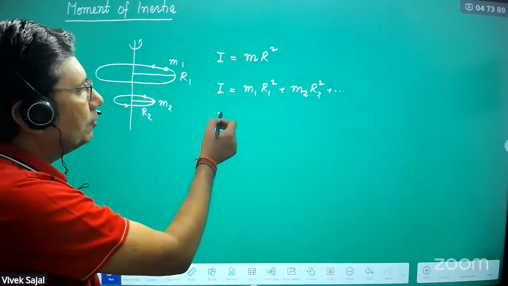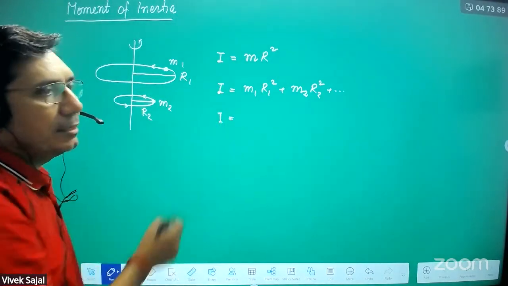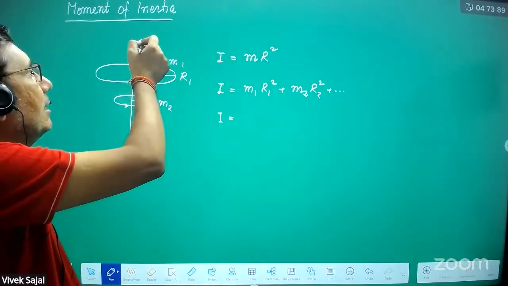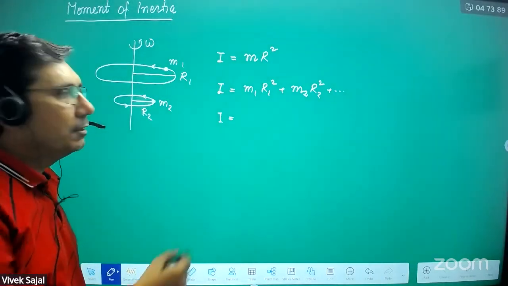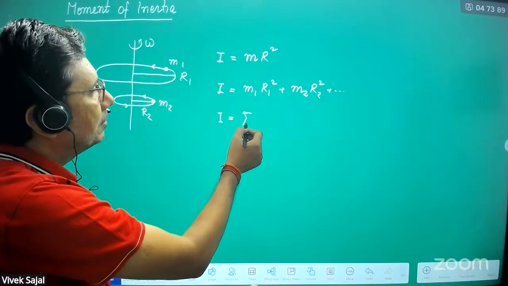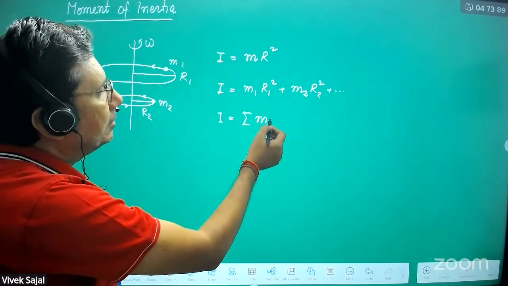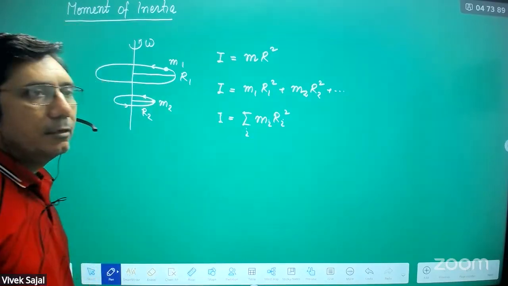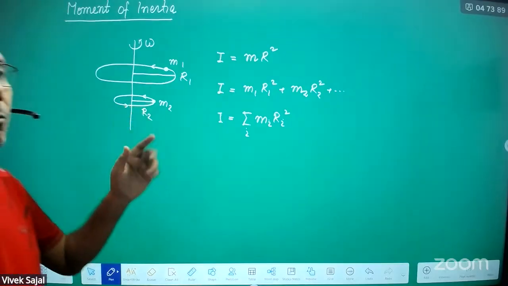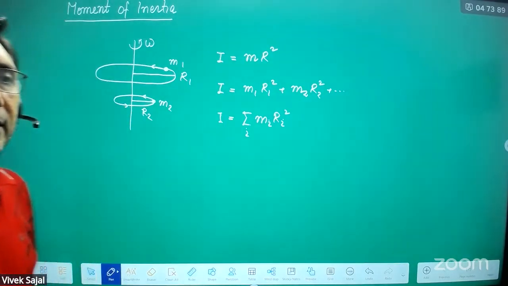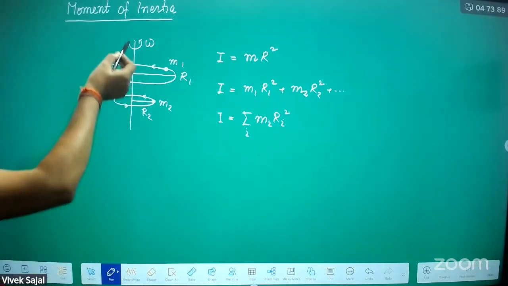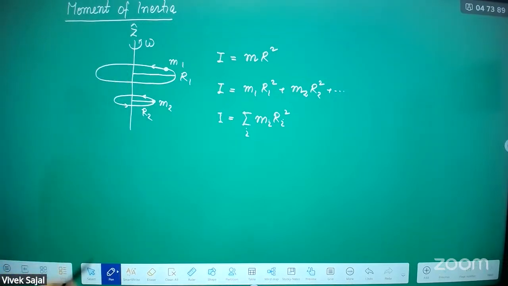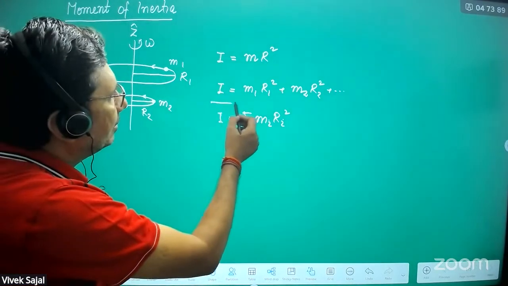So what will be the moment of inertia of this system of discrete particles about the same axis, rotating with the same angular velocity omega? This will be sigma mi ri square. This will be I. If you have a discrete number of particles, all rotating on a circular path around this axis, you can assume it as the z cap axis, with the same angular velocity, then the moment of inertia will be given by this.